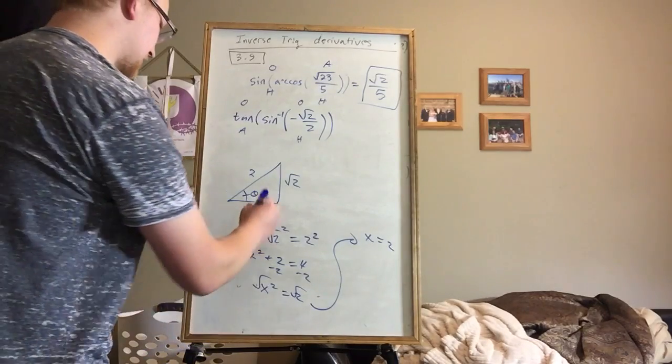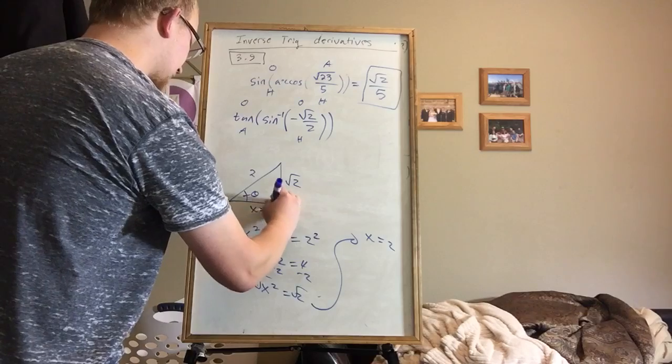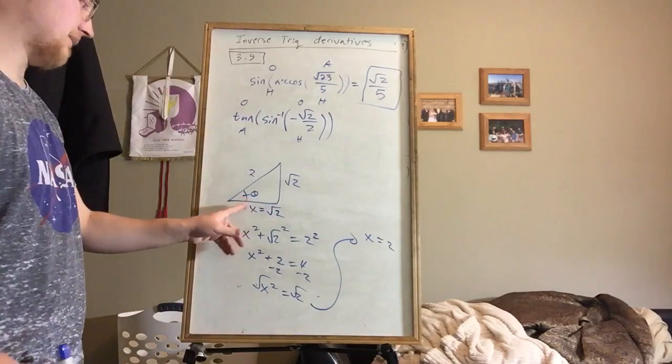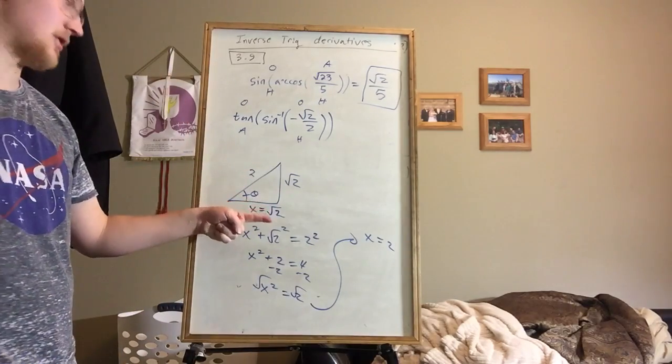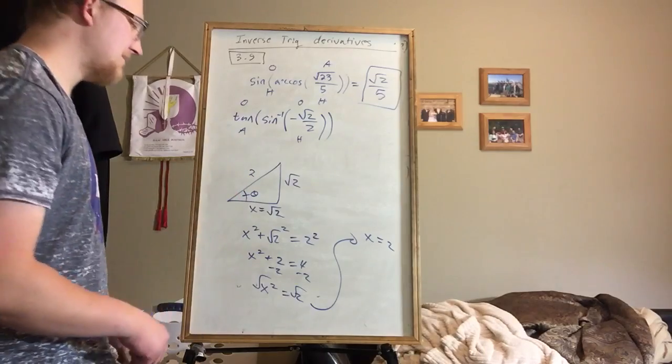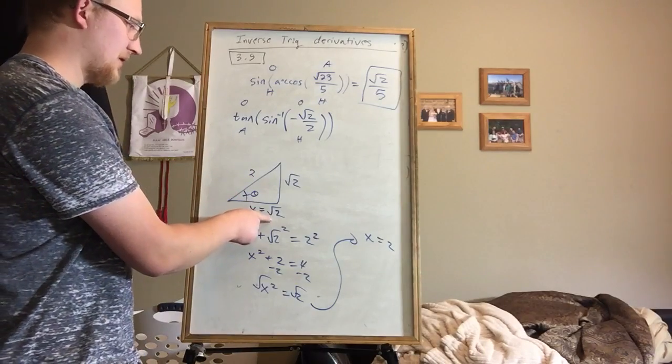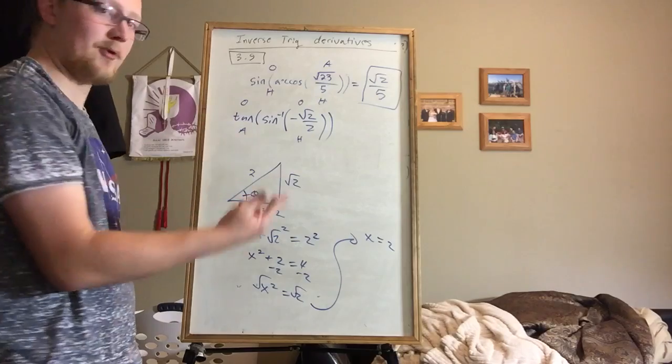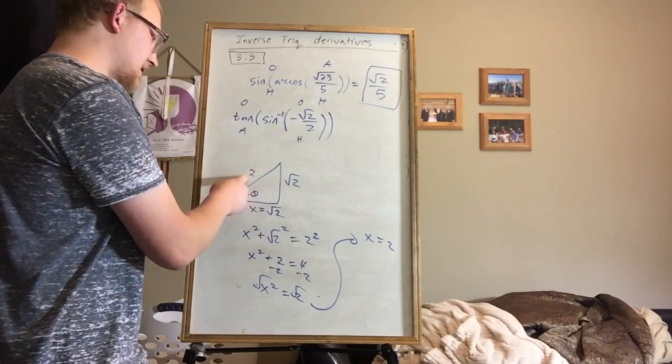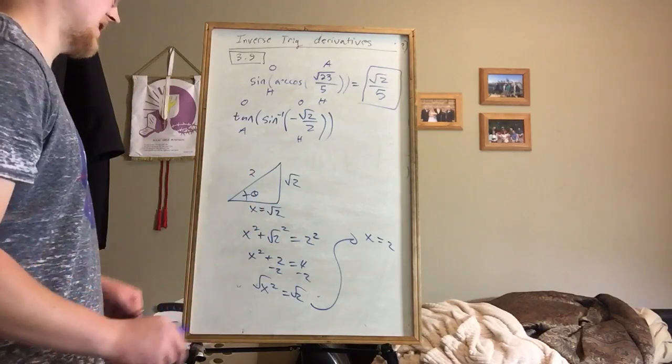We take the root of that, and x equals the square root of 2. So the adjacent side of the triangle is root 2. And that makes sense, right? Because root 2 squared plus root 2 squared is 4. Take the square root and you get 2. So that kind of makes sense.